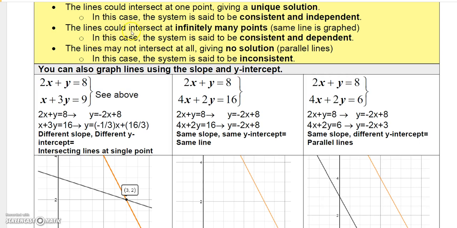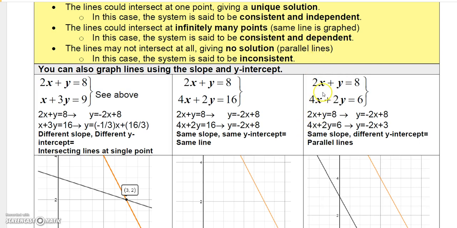Now, the lines could actually intersect at infinitely many points. When that happens, your two equations, like this equation and this equation, actually represent the same set of points. In other words, these two equations identify the same line. Therefore, every point on the line is a solution to the system. In that case, the system is said to be consistent and dependent. So it's a dependent system.